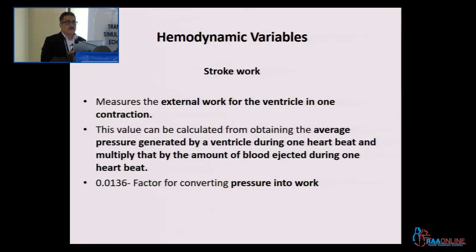Then another important parameter is the stroke work, that is we can obtain right ventricular stroke work as well as the left ventricular stroke work. It measures the external work of the ventricle in one contraction. It can be calculated by the average pressure generated by the ventricle during one heartbeat multiplied by the amount of blood ejected during that heartbeat. We don't have to calculate it ourselves, the machine will calculate it, the software is there in the machine. And 0.0136 is the factor which converts the pressure into the work.